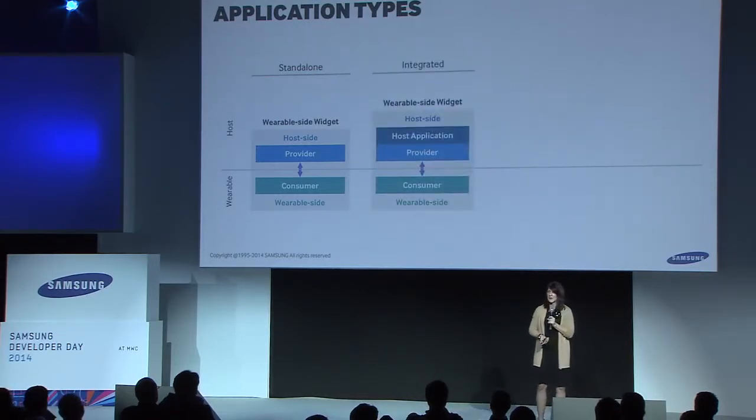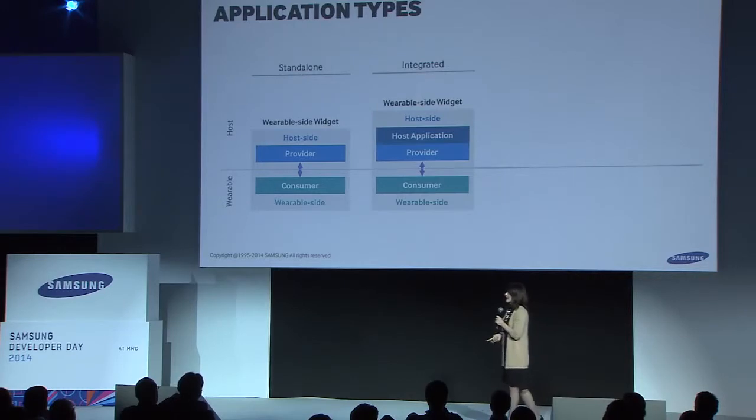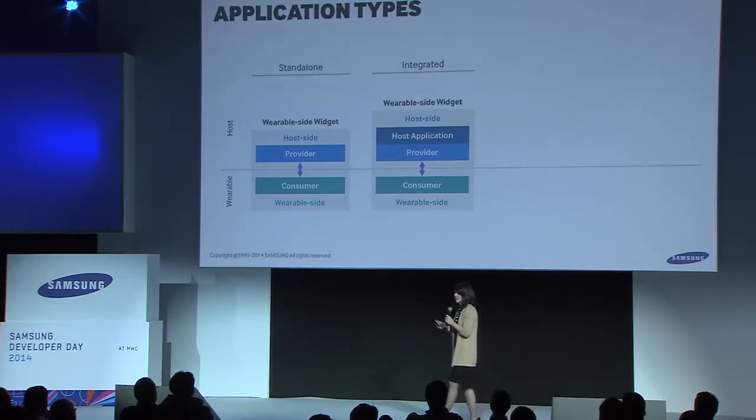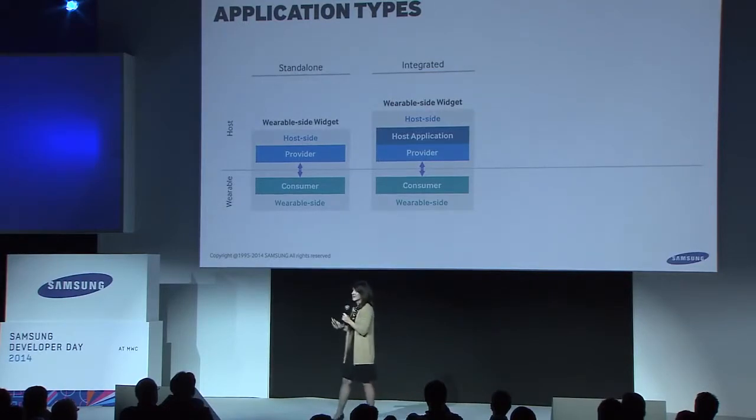The second type is called integrated. If you want to create an app where you're actually pushing data back and forth, you can create an Android app, bundle in your web app, install them both, and then start the communication through SAP.